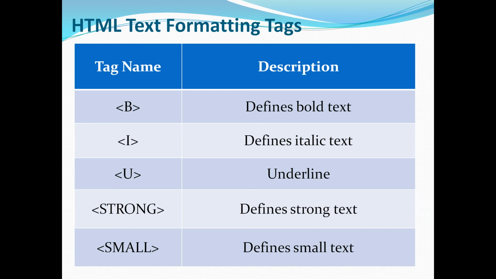Remember, text formatting tags. The first tag is the B tag. It contains a starting and ending tag, or opening and closing tag. Also there are I, U, strong and small. If you take all of them, they contain a starting tag and an ending tag. The B tag defines bold text. If you want to display your text in bold format, then we are using the B tag, the bold tag.